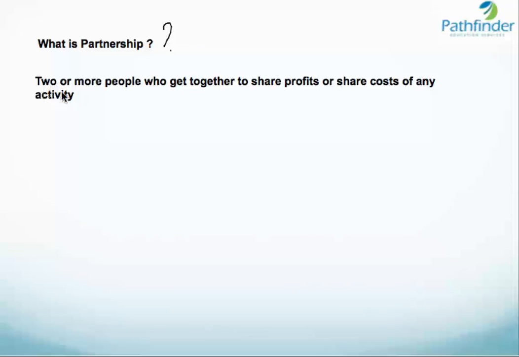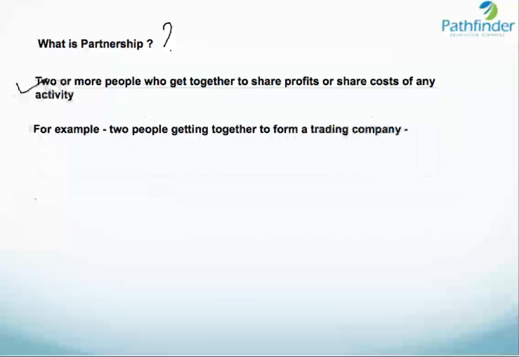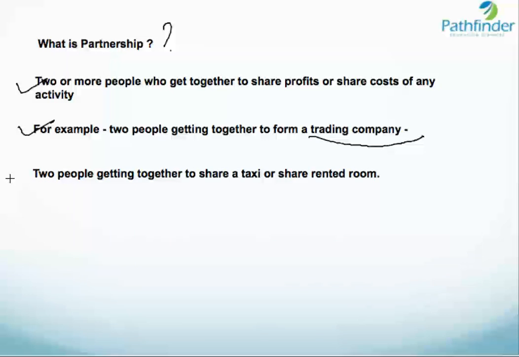A partnership is two or more people who get together to share profits or share costs of any activity. For example, two people who come together to form a trading company. Now, this is an example of partnership. So, they invest money initially to start the trading company, and at the end of the year, they would share profits. Even when two or more people come together to share a cost, like sharing a taxi, which is very common, or sharing a rented room, another very common phenomenon.